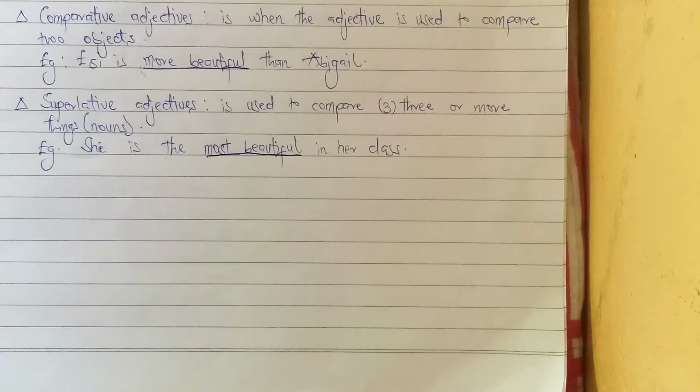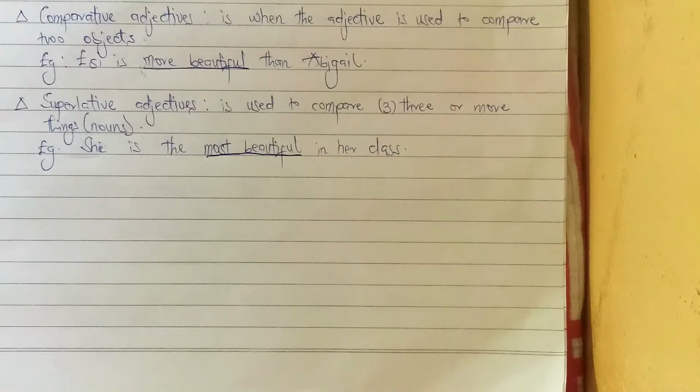We should note that the degrees of adjective work only for descriptive types of adjectives. So if the adjective is not the descriptive type, then we cannot use the degrees of adjective. We can't use degrees of adjective when we are talking about quantitative or any other type of adjective. So let us now look at typical examples under each of these degrees of adjective. But before that, let us take some notes.